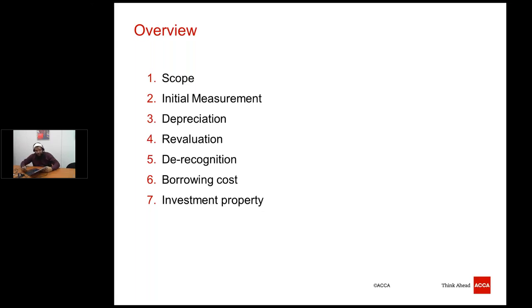In an overview of all of these areas, we are going to discuss the scope, that is, which asset is accounted for in which IAS and in what cases. Initial measurement, how we record the asset when it is initially recorded in the financial statements. Then depreciation, revaluation, derecognition, and borrowing cost, which is IAS 23. Then investment property, which is IAS 40. Again, I would like to remind you that we have a short time. We cannot complete the entire course in the 15-hour session, so we will try to maximize what we can do.